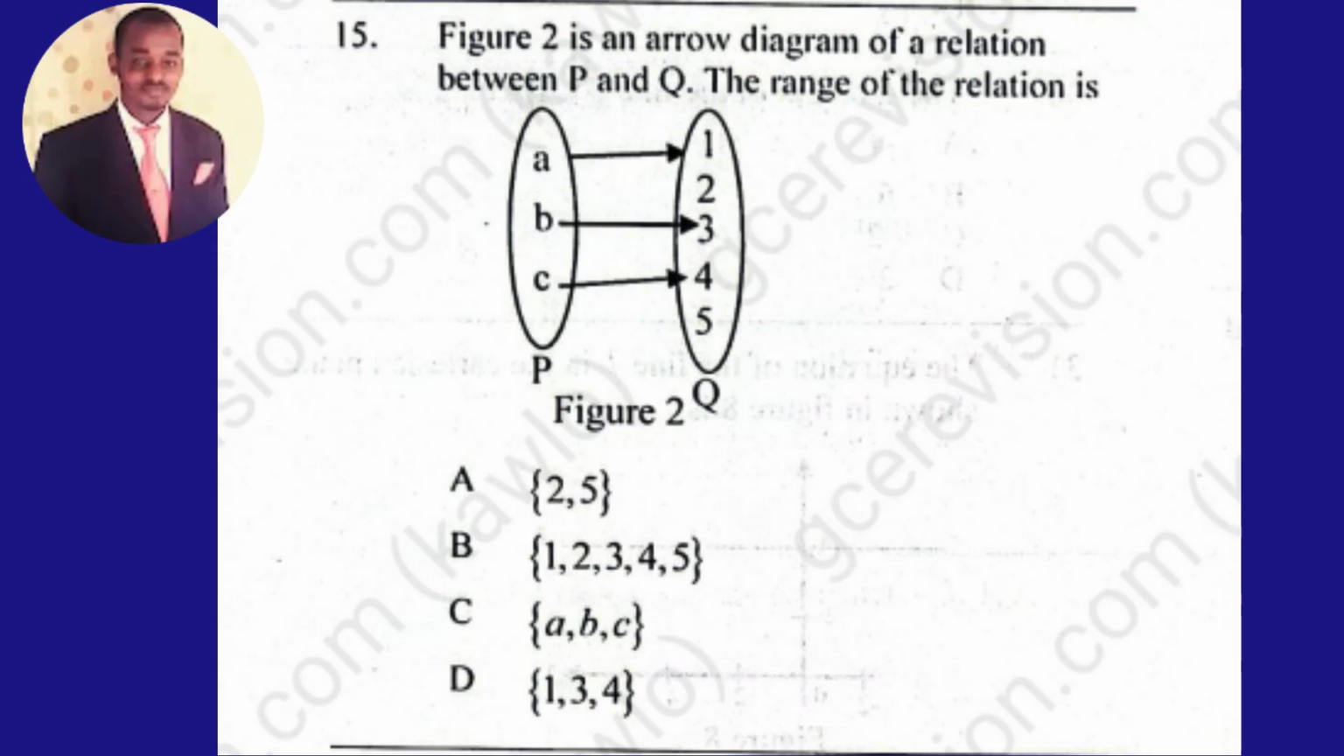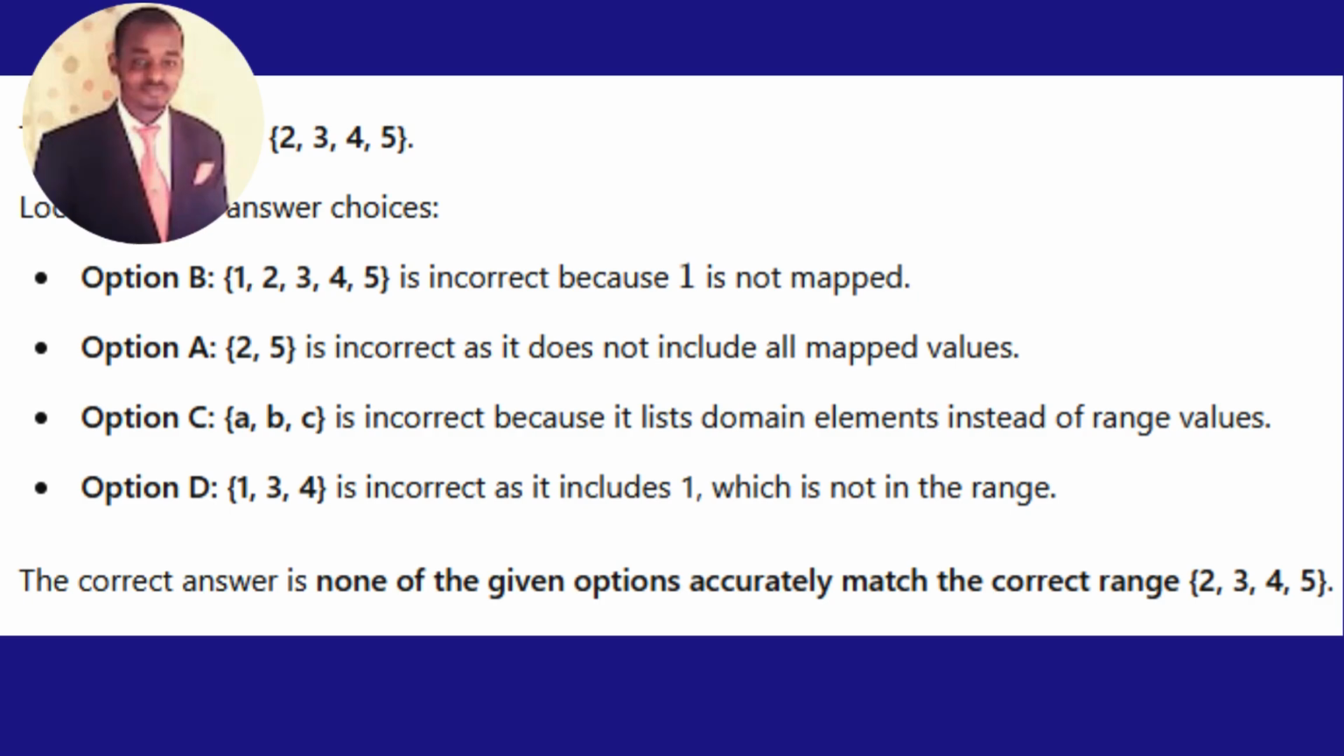So here it says that figure 2 is an arrow diagram of a relation between P and Q. The range of the relation is... So you can look at the diagram and see what is actually the correct answer. Let me show you what was actually done. When you look at it, option B, which is 1, 2, 3, 4, 5, is incorrect because 1 is not mapped. Option 2 is incorrect as it does not include all mapped values.